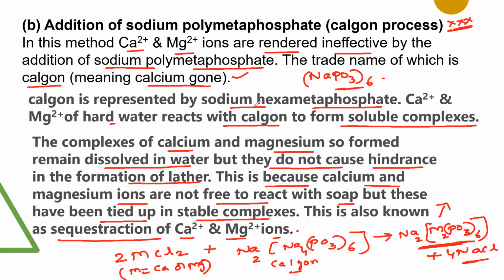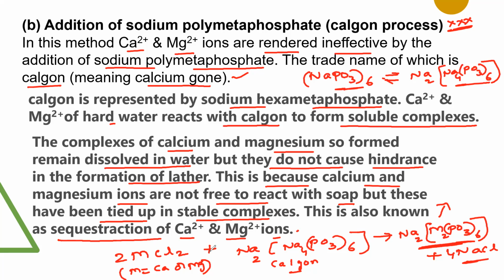It is called sodium hexametaphosphate. The formula of this is (NaPO3) taken 6 times, which can be represented as: calgon is best represented as Na2[Na4(PO3)6]. This is the complex.